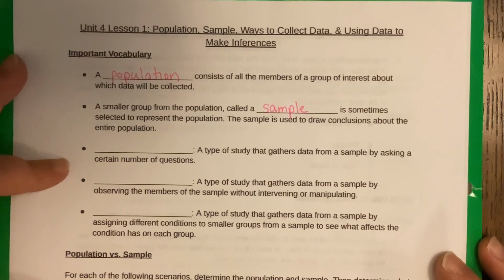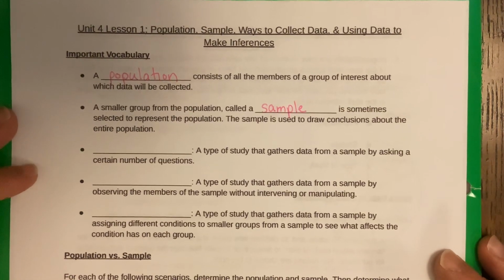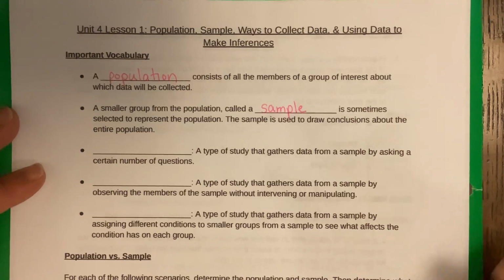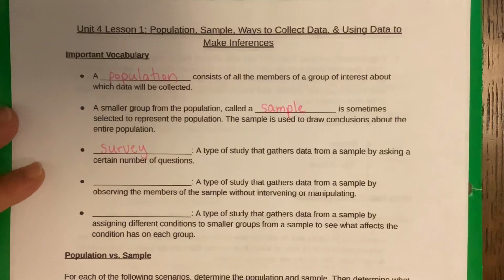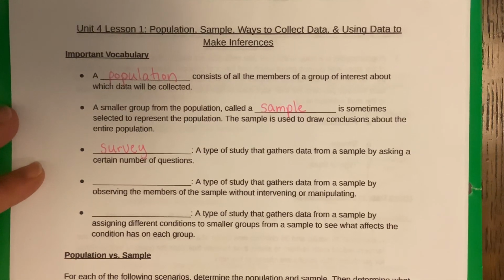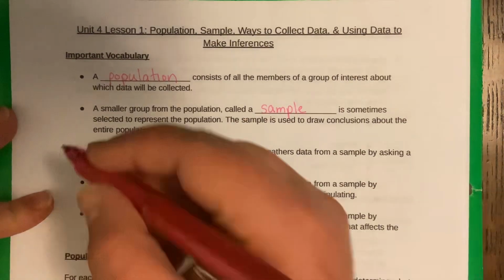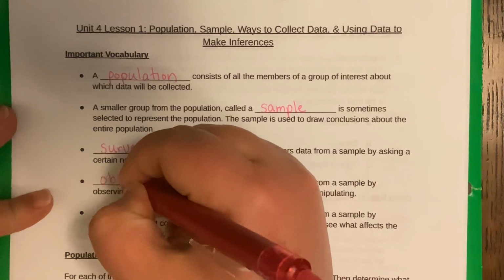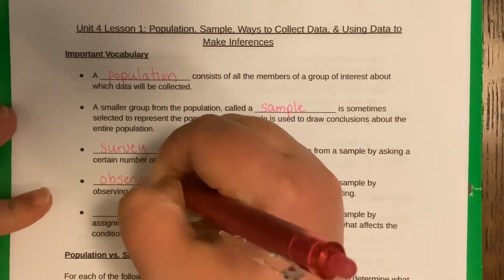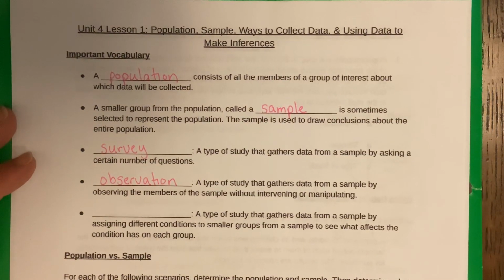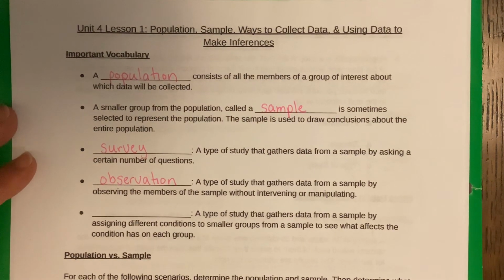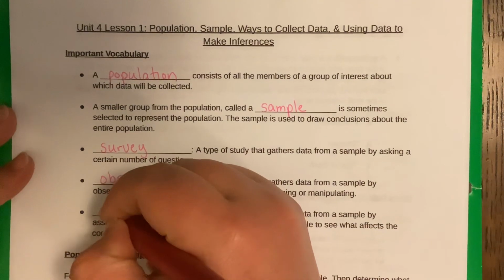All right, now there are three types of studies that you could use in order to collect data. The first is called a survey. So that is a type of study that gathers data from a sample just by asking questions. So that is probably the most common type, or the type that you hear about the most. The second type is called observation. And this is done by observing members of the sample without intervening or manipulating what is going on in front of you. And the last type is an experiment.